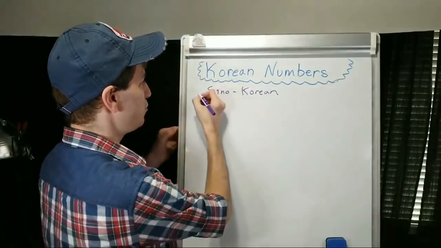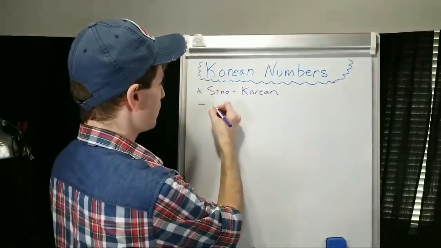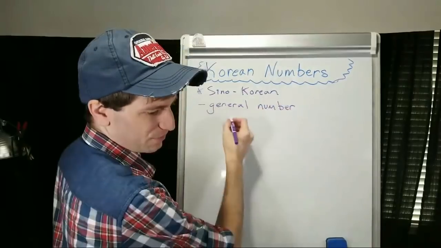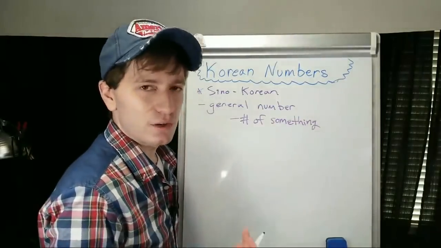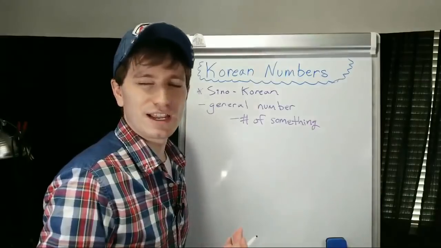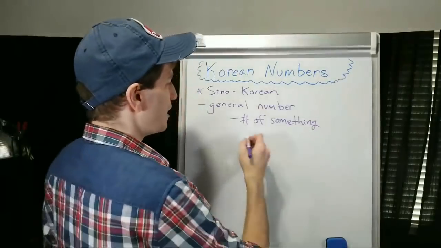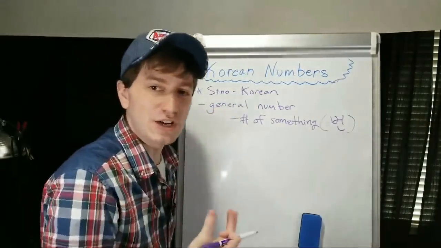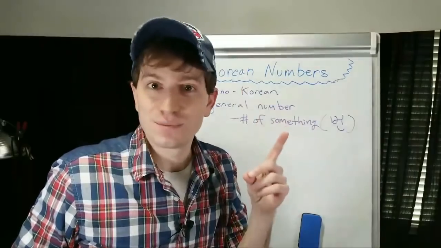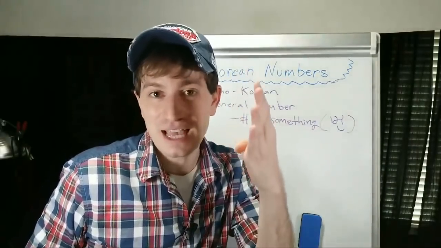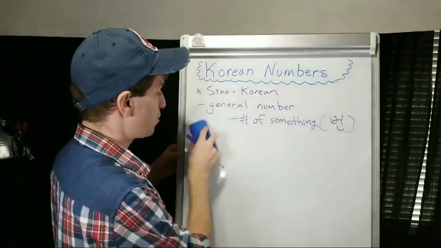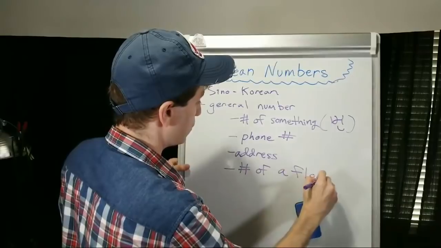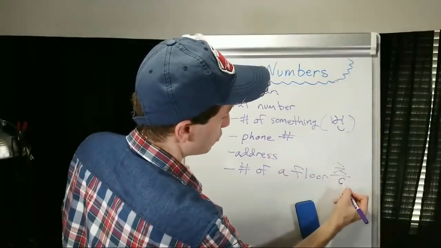So Sino-Korean, when do you use this number system? You use it for general numbers. Like if you just want to say the number of something. For example, I am number 3. Or what number are you? Well, I'm number 7, like a sports player. Or what number in line are you? They would just say the number followed by 번. And this is also just used in general, whenever you just want to count. 1, 2, 3, 4, like that. Any sort of general numbers. So that includes a phone number, an address, the number of a floor, which is done with the number and then 층. 층 means a floor.